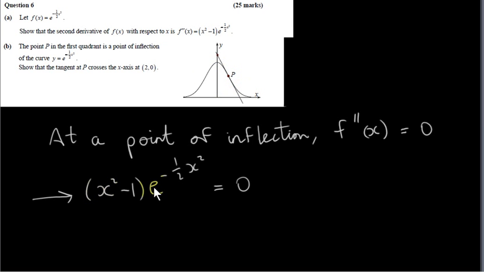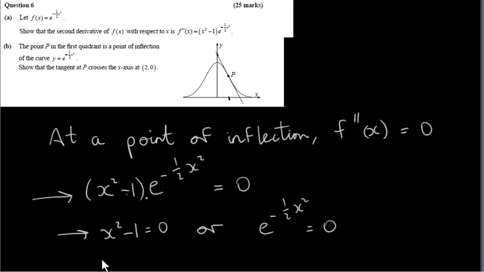So here is the second derivative that was worked out in the first part. We put it equal to 0. By solving it, we can actually find the x value of the point P. So let's solve this equation. So we have a product of two quantities equaling 0. The only way that can happen is if either of these is 0. So that means that either x squared minus 1 equals 0, or the other factor is 0. That's the only way you can get 0. One of these has to be 0.